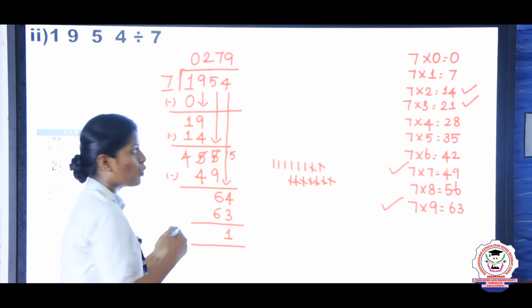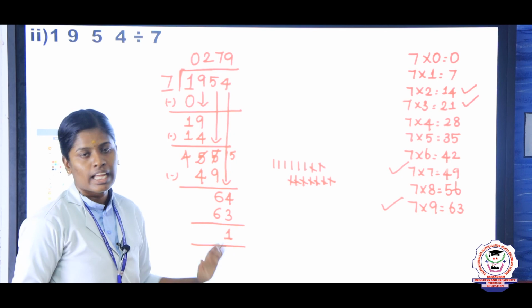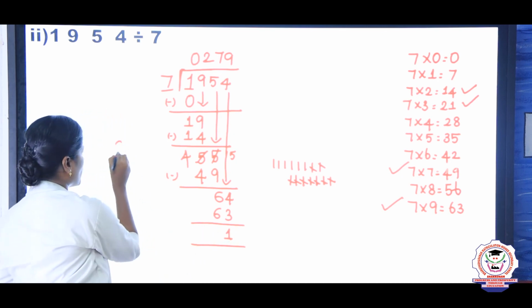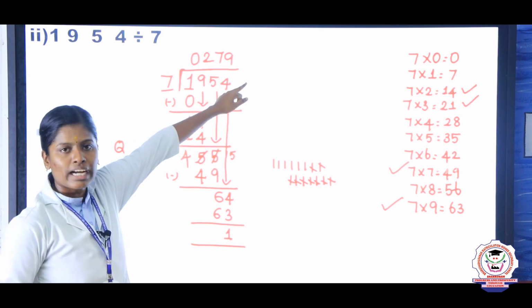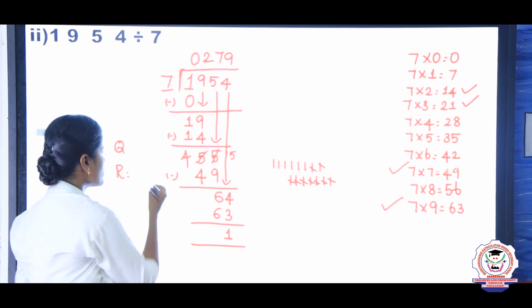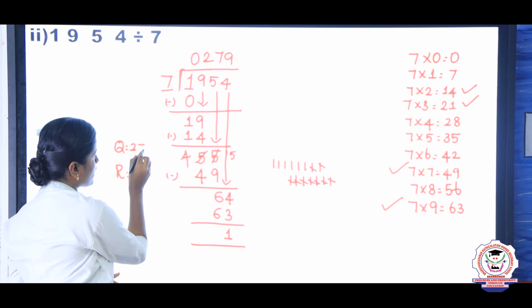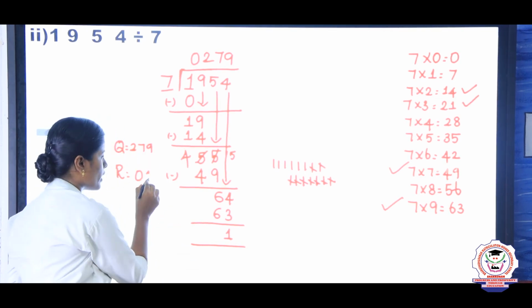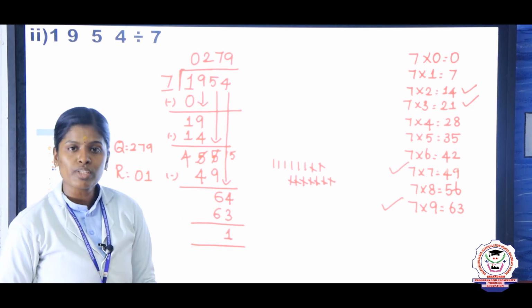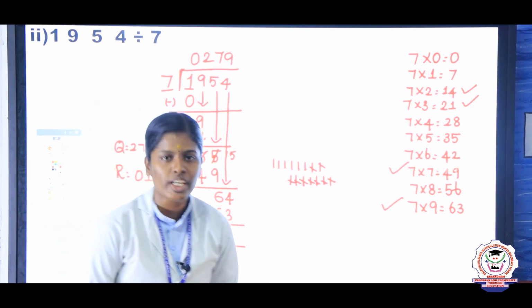Since we don't have any more numbers, stop here. Write the quotient value and then the remainder value. The quotient value is 279 and the remainder value is 1. Now we are going to do the checking of division.